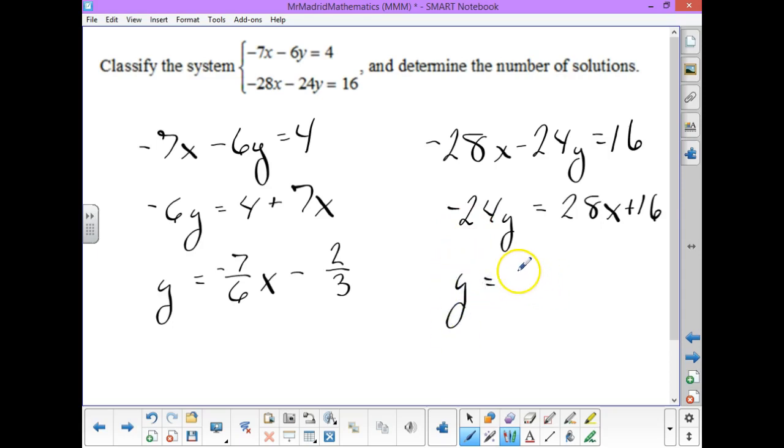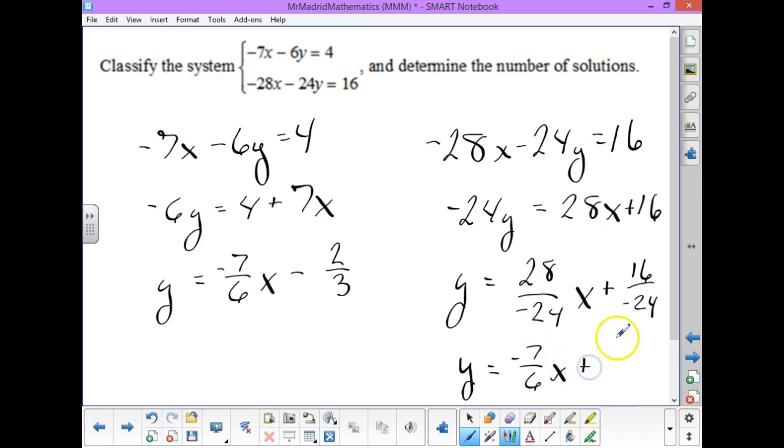So y equals, I shouldn't go that fast, let me see here. There's a 28 divided by the -24x plus 16 over the -24. Let's go and simplify. So this is -7 over 6x plus -2/3. So I'll go and erase that again, so we keep the same kind of flow.